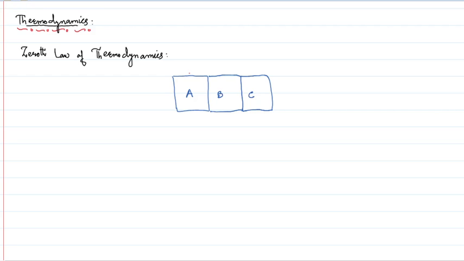So first we imagine that this body A is in equilibrium with C. Suppose this is in equilibrium with this one. And this body B is also in equilibrium with C. From this we can say simply that the bodies A and B are in thermal equilibrium.